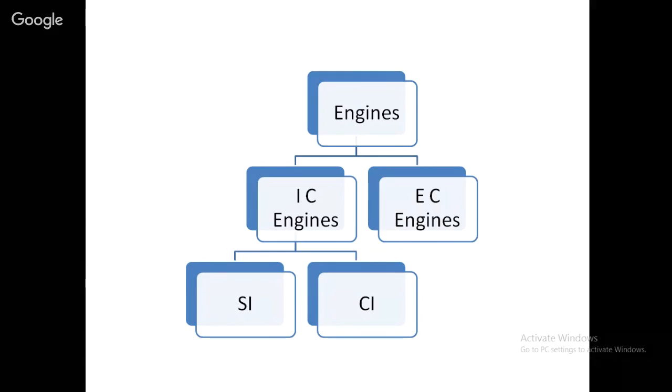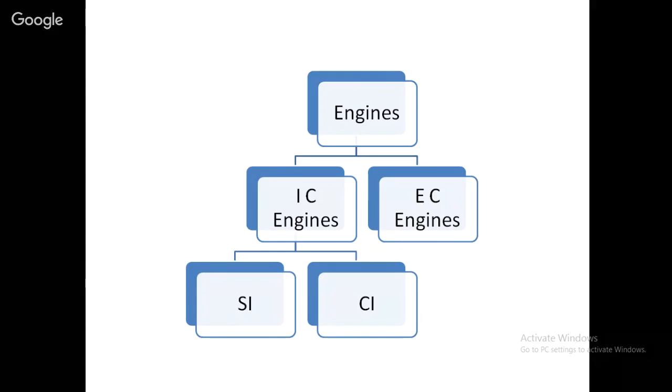EC engines are generally used for industrial purposes. They are bigger in size. They are used for larger consumption. We use steam turbines as EC engines, where the steam is produced outside the turbine plant, somewhere in a boiler. So the boiler plant is different from the steam turbine plant. The firing or the combustion process happens external to the actual engine. That is why this category is called external combustion engines.